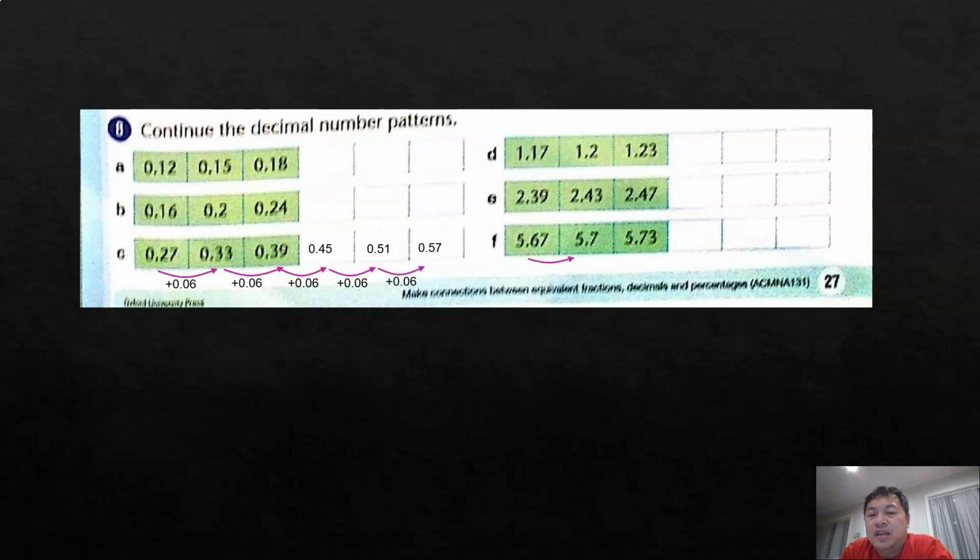Okay. For F, for this case, 5.67 to 5.7. From here, I can see there's a difference of 0.03. And then next one, again, moving on. I add 0.03, I get 5.73. So the next three numbers, I'll expect you to actually work it out and get the answer.